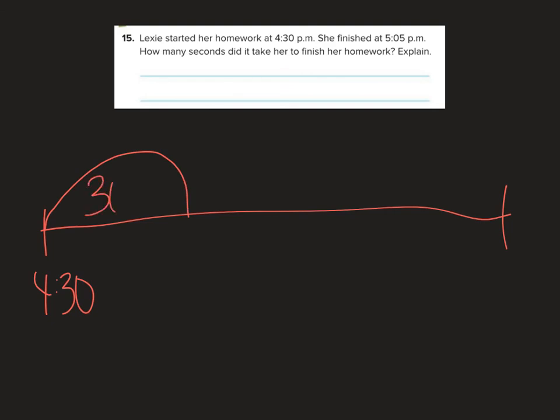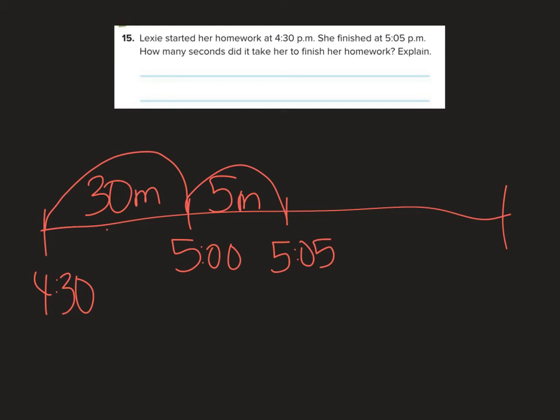Lexi started her homework at 4:30. She finished at 5:05. How many seconds did it take her to finish her homework? That's a silly question. But let's solve it. So we're starting with 4:30. First, we have to figure out how many minutes. Can I go from 4:30 to 5:30? No, I cannot, but I can jump 30 minutes from 4:30 to 5 o'clock. And then if I jump another 5 minutes, I would be jumping to 5:05. So how many minutes have passed? 35 minutes have passed.